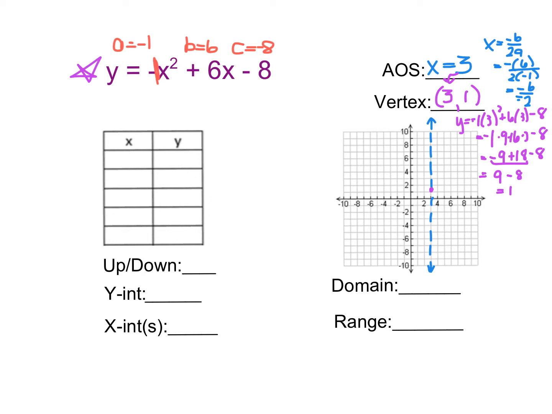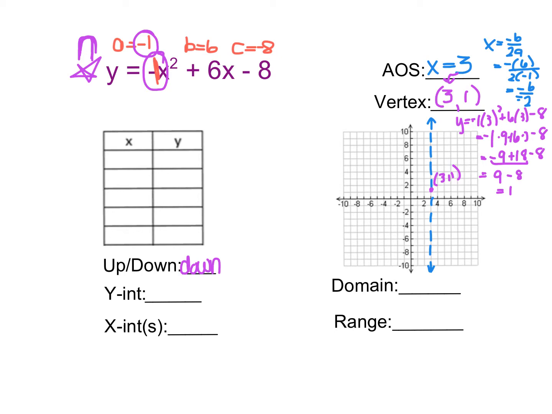Now from here, I can make a prediction about whether my graph is going to open up or down. And if I look specifically at this a value here, I notice that a is equal to -1. A being equal to -1 tells me my graph should, once I start finding additional points, open down. So I now know that my graph will be opening down, and I know that it will be centered over here at the point x is 3, y is 1.